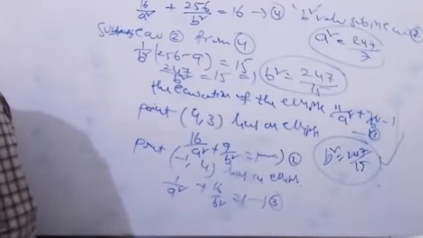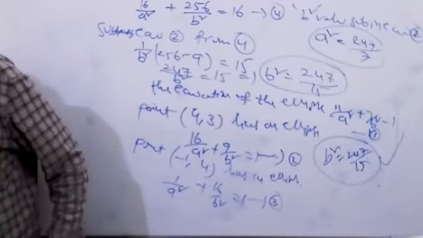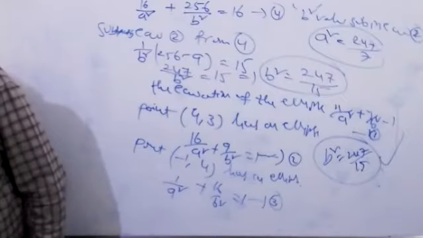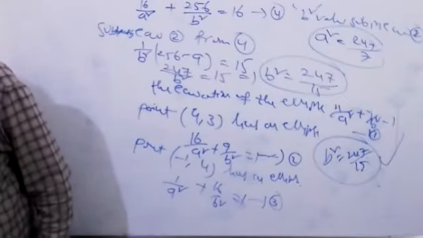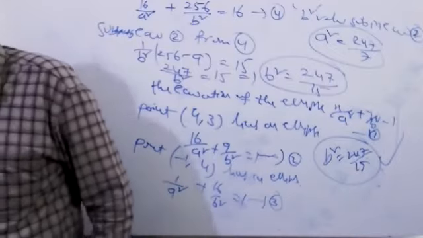Excuse me, sir. Mona Lisa. So was the answer for the previous question x squared by 10 plus y squared by 40 equal to 1? Yes, correct.